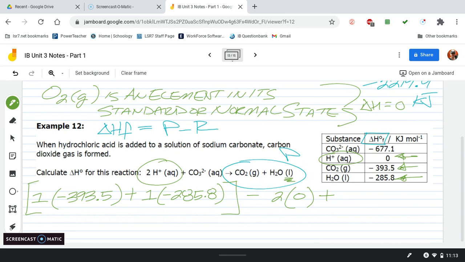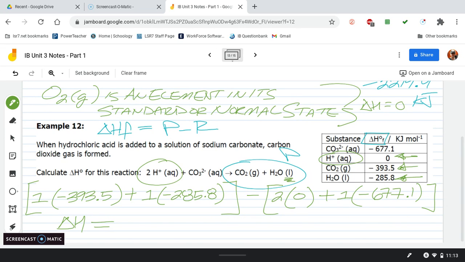And then we're going to add that to the last one, which is 1 times the value for the CO3 minus 2, the carbonate ion, minus 677.1. And then I'm going to bracket that. And then we're going to run it through. And you're going to see if you got the right answer. So delta H is going to equal whatever the heck we ended up getting.